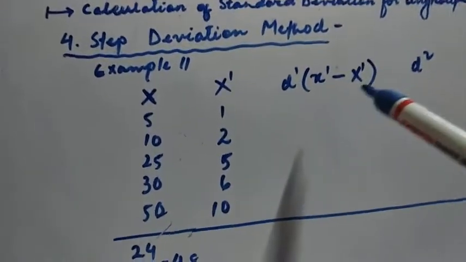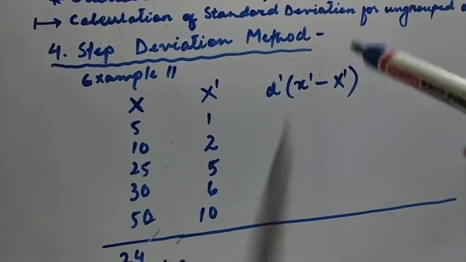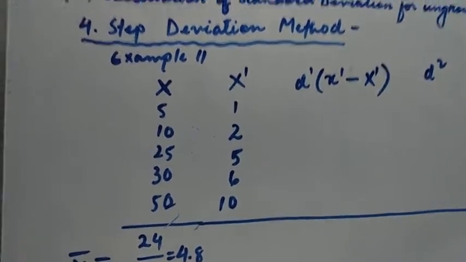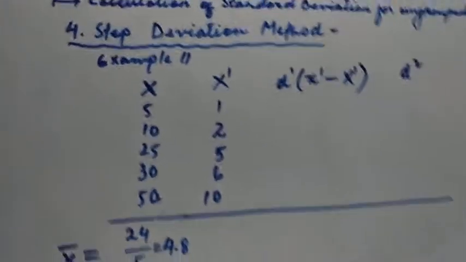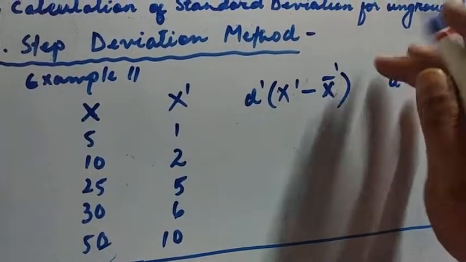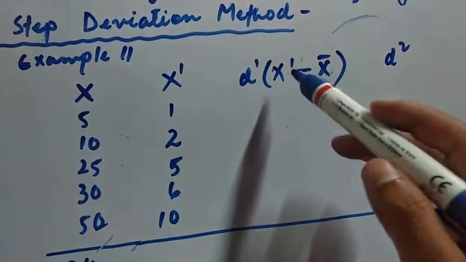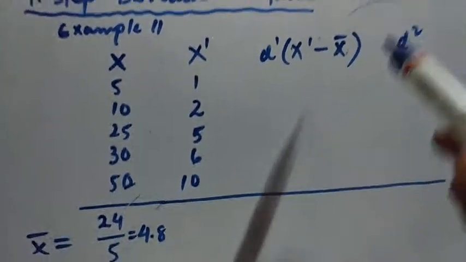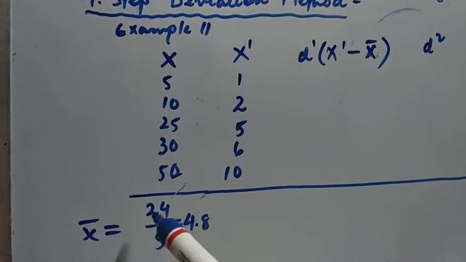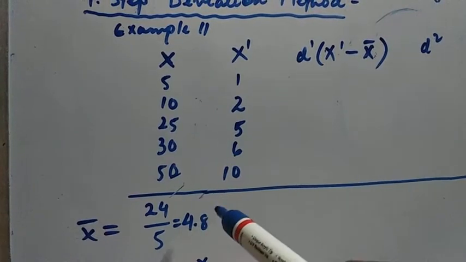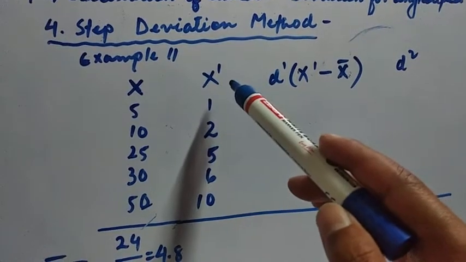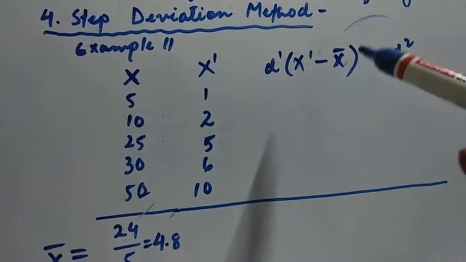So how do you get the step deviation d dash? Here please be careful. Please make a correction in your book. In your book it is given as x dash, but d dash is x dash minus x bar. So you have to find out x bar. You sum up all these and divide by the number of observations. So 24 by 5 equals 4.8, that is x bar. So d dash, the step deviation, can be found by finding the difference x dash minus x bar.